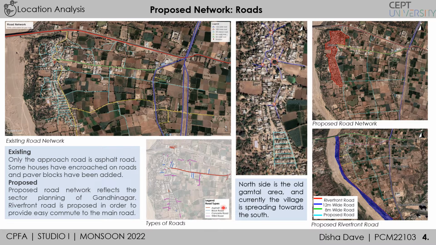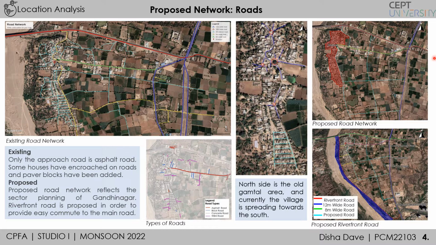This map shows the existing condition and the type of roads. Majorly, the approach road is the asphalt road. Majority of the interior roads are cement concrete roads, and majorly there are many cases where there are encroachments and the paver blocks are added into it.